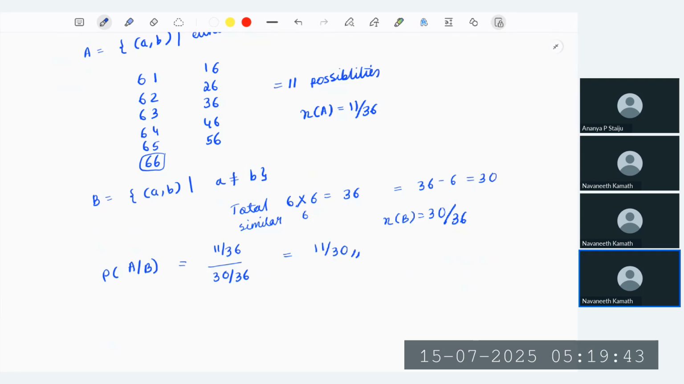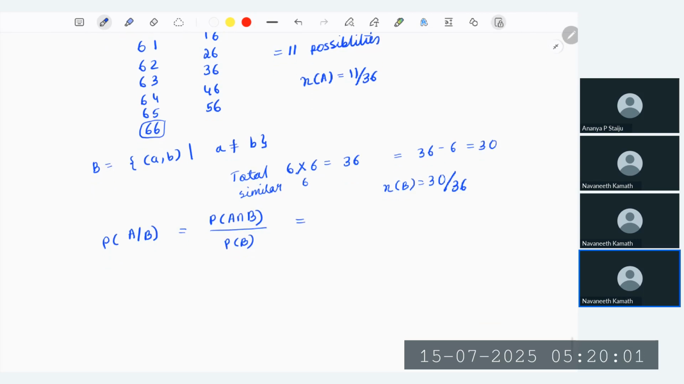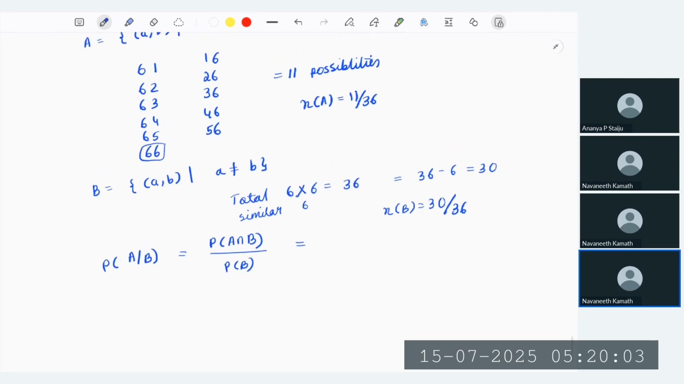Is it correct? It is not direct. Here we need to apply the formula. The formula is P of A intersection B by P of B. What is A intersection B? Among these, the common ones, how many? In these two, the common values are these 10 values. That is 10 by 36 common between A and B. Now B is 30 by 36. So the answer is 1 by 3.